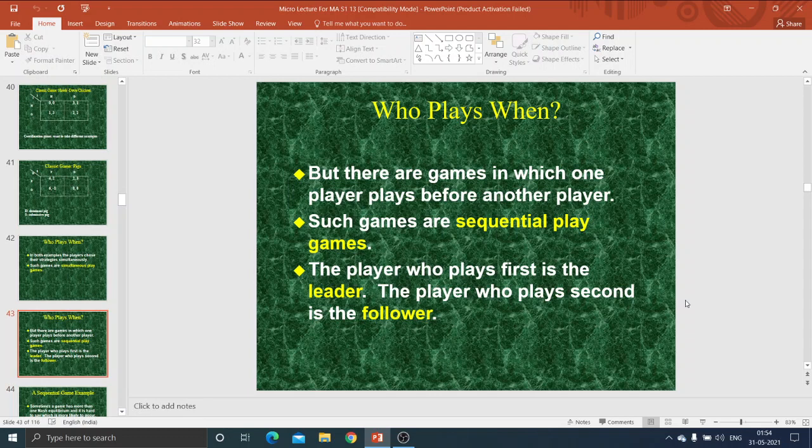But there are games in which one player plays before the other player. Such games are called sequential play games. The player who plays first is the leader and the player who plays second is the follower. So who plays when itself demarcates the characteristics of the game: the simultaneous game versus the sequential game. There are two types of games, sequential and simultaneous, as we said earlier, and the cooperative versus non-cooperative kind is also one kind of strategy: you cooperate or you don't cooperate.